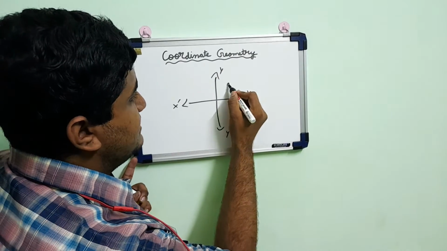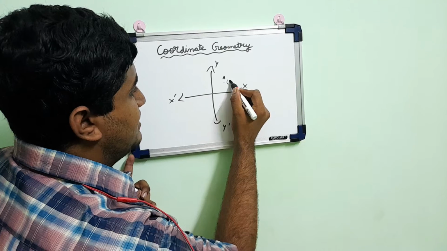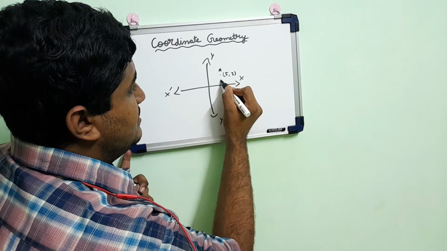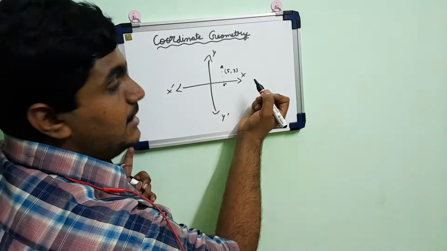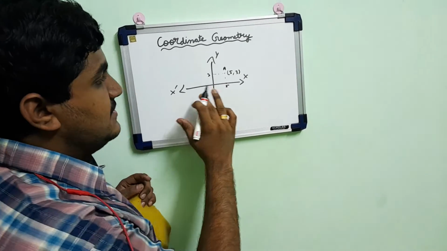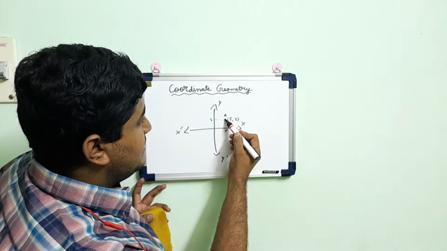Then we take a random point A on the axis. Let's say this point is 5 comma 3. So this point represents 5 distance from the origin along the x-axis and 3 distance from the origin along the y-axis. So the coordinates of the point A are 5 comma 3.